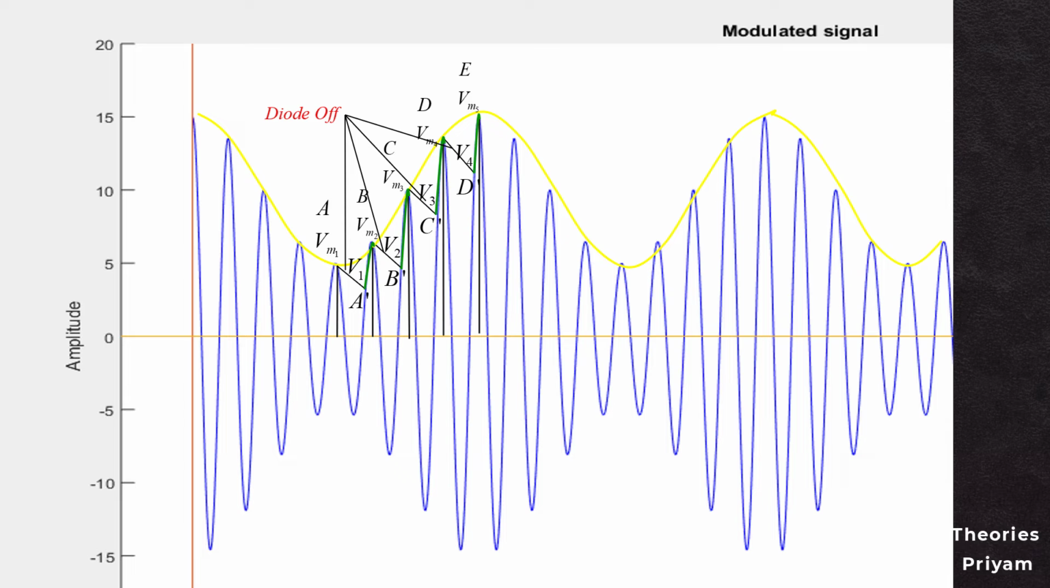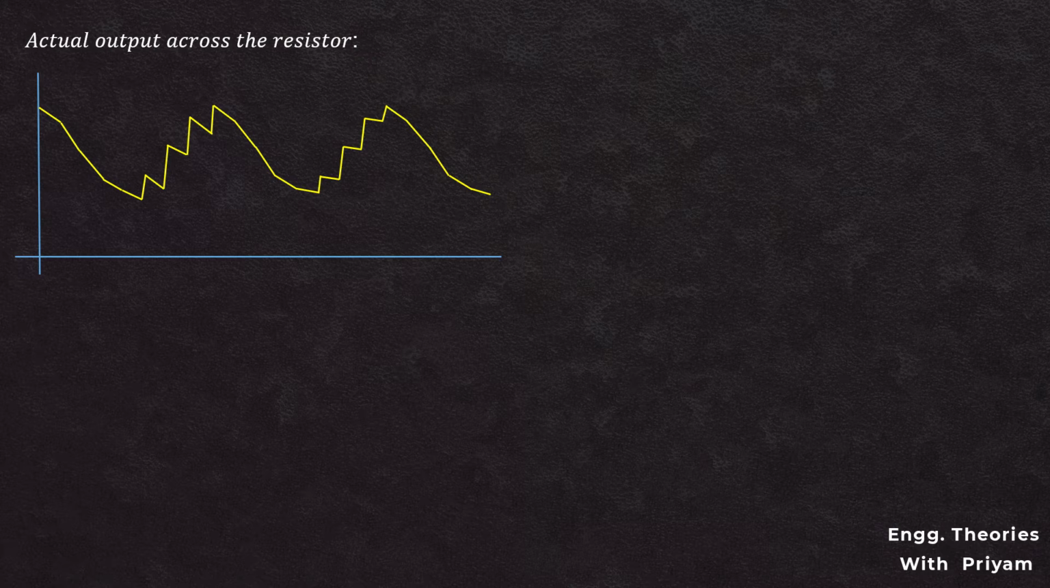So due to this charging and discharging of the capacitor, the waveform across the resistor will take the shape like this. These waveforms resemble the envelope of the amplitude modulated signal which we have previously seen. And this envelope of the amplitude modulated signal is the output across the resistor R. If we remove the amplitude modulated signal, then the output across the resistor R looks like this.